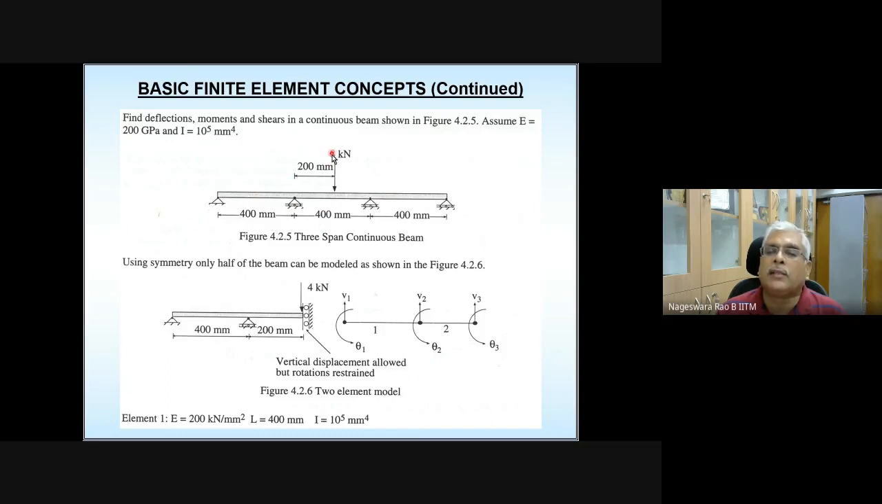If I cut this continuous beam exactly in the middle, the way this portion is going to behave is going to be the same as the way this portion is going to behave. So it's enough if I find the transverse displacement and rotation here, and the transverse displacement and rotation at this point. Exactly the same thing, a mirror image, is going to be there on the other side. So in the finite element method, wherever possible, we'll take advantage of that symmetry.